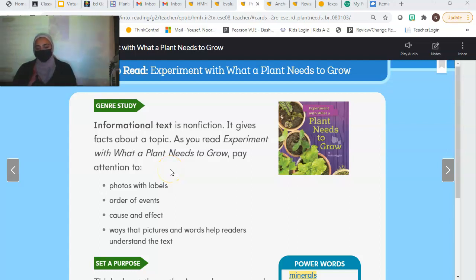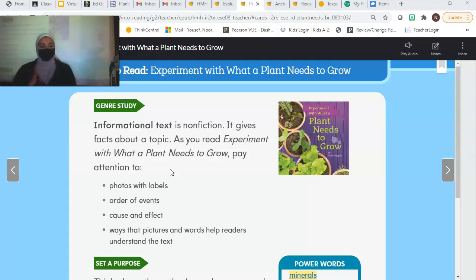We are going to be reading Experiment with What a Plant Needs to Grow. You need to take out your HMH books. This is in your HMH book, page 124. You do not need your reading packet for this one, okay? So we're going to get ready to read Experiment with What a Plant Needs to Grow.